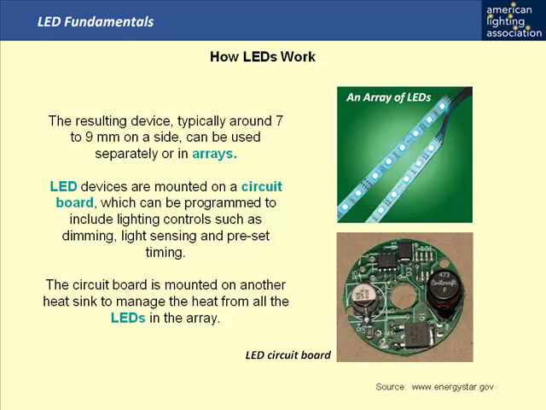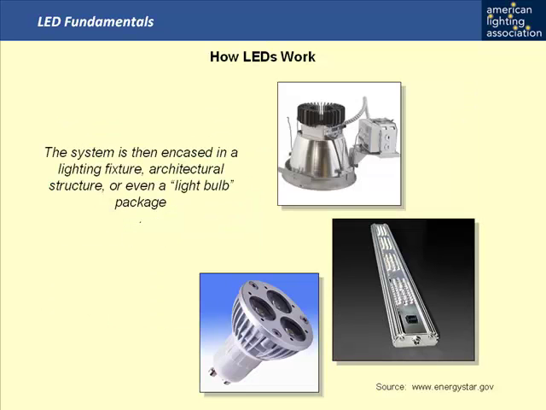These LEDs, much like with a computer, are mounted on a circuit board. Ultimately, this circuit board can be programmed so that the LED may be dimmed. It may have other capabilities such as light sensing, and also potentially preset timing. And then this circuit board is mounted on another heat sink to manage the heat from all the LEDs in the array. So notice again, this term heat sink is coming up fairly often. That is because LEDs emit heat backwards, on the reverse side from the direction that the light is being emitted, and so this heat sink is a device we'll talk more about when we get into the recessed lighting components.